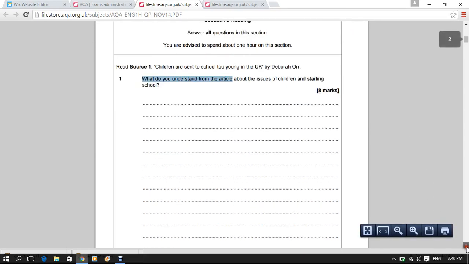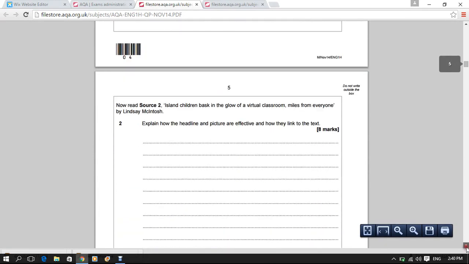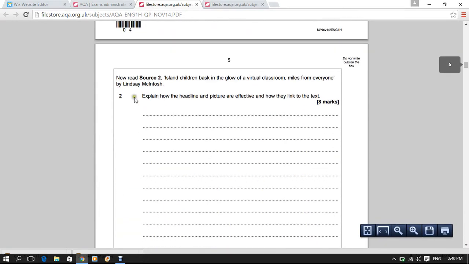So moving on to question 2, all the way down here. Question 2, again, will always be phrased in the same terms. It will always ask you to explain how the headline and picture are effective, and then how they link to the text. So in question 2, you'll be looking at source 2, and we expect you to talk in more detail about the picture and the headline, and then you make links to the actual body of the article. Again, we're expecting about 3 paragraphs, and 8 marks should make it around 15 minutes in time you've got for that.